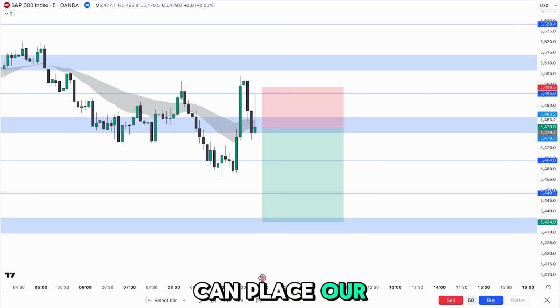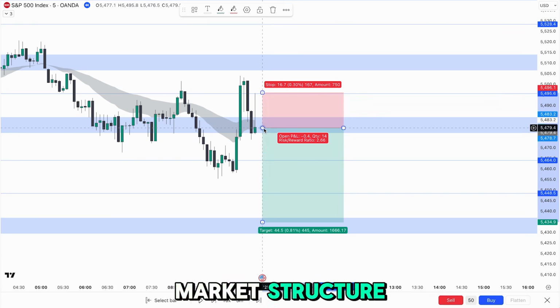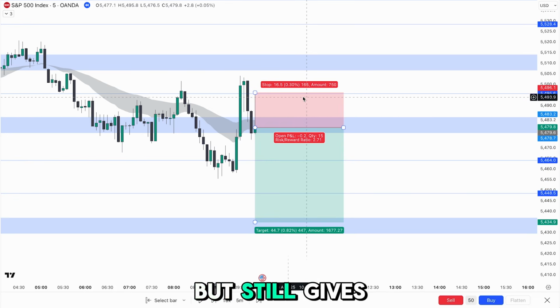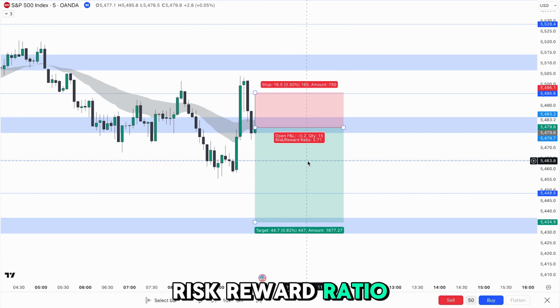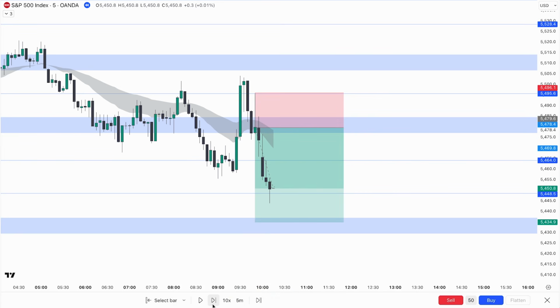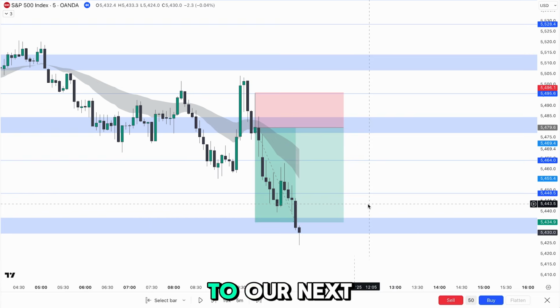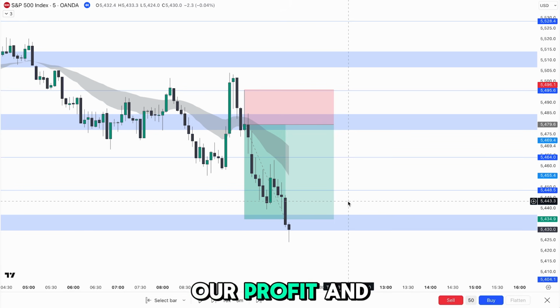So instead, we can place our stop just above this previous candle high, and that's right above short-term market structure. That keeps it safe, but still gives us a strong risk-reward ratio. So let's see how this trade plays out. And that's it. We had a nice, clean drop to our next demand level, and this trade is complete. We've locked in our profit.